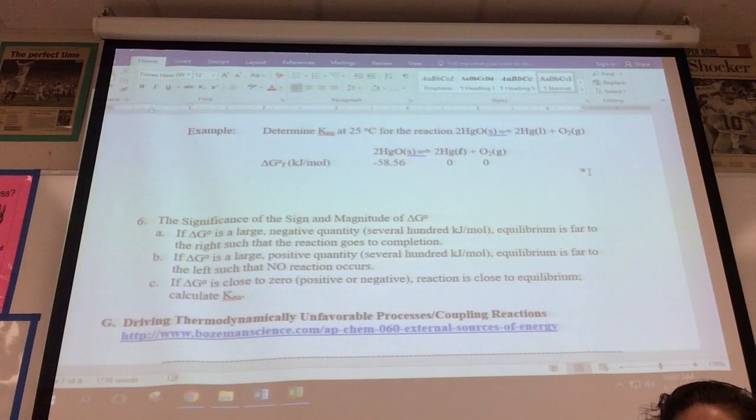How do you know when to put the naught and when to not put the naught? Standard conditions, 25 degrees Celsius. So you put it on this one? Yep.